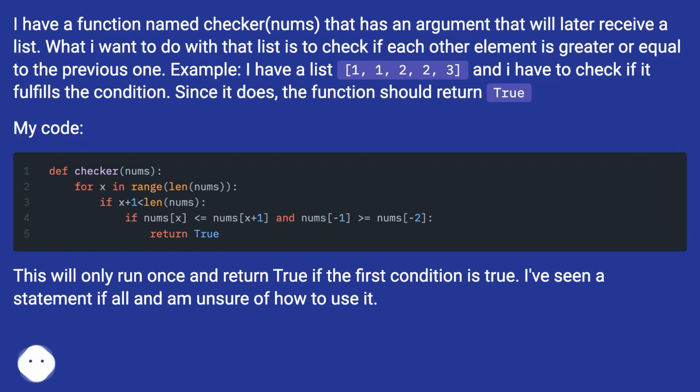My code. This will only run once and return true if the first condition is true. I've seen a statement, if all, and am unsure of how to use it.